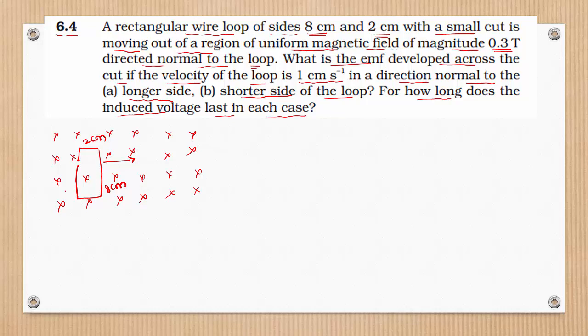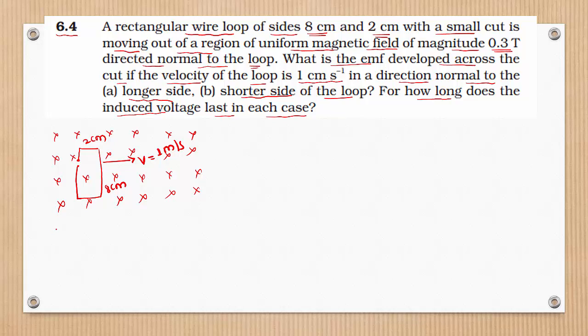What is the EMF developed across the cut if the velocity of the loop is 1 centimeter per second? The velocity of this loop is normal to the longer side in the first case, and the velocity of the loop is normal to the shorter side in the second case. And also we have to find how long the induced voltage lasts in each case. In each case, we have to find the induced EMF and also calculate the time. See here, first we can write down the givens.